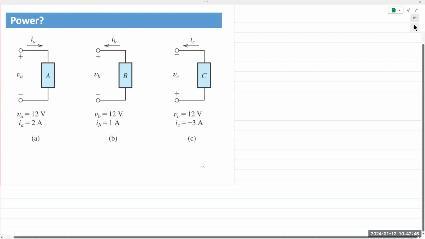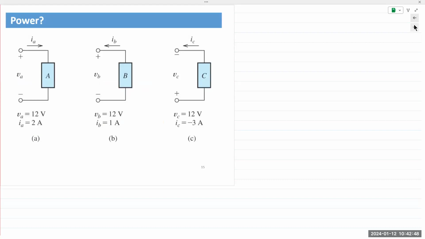A, B, and C, we are already given the voltages, we are already given the currents, we already have the polarity of the voltage and the direction of the current. So how about A? Positive or negative? Positive. Power is entering the positive terminal. So the equation we would use is P equals VI. You simply plug in the values, 12 times 2, and P is 24 watts.